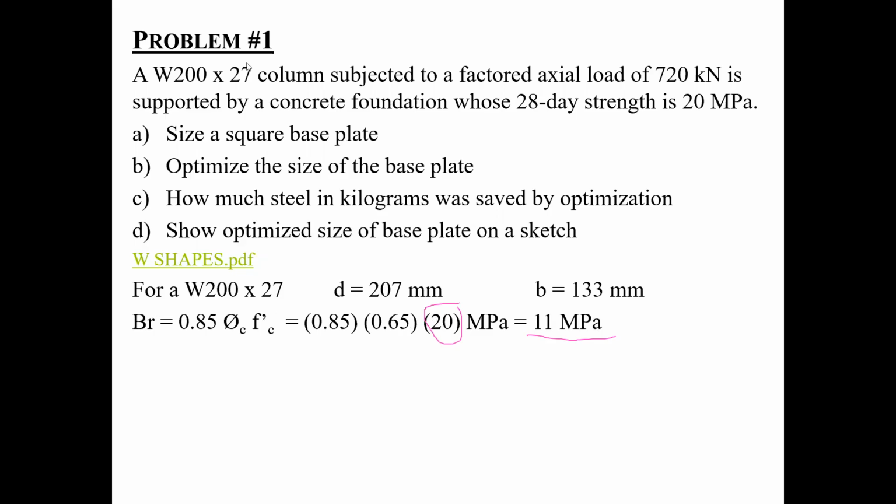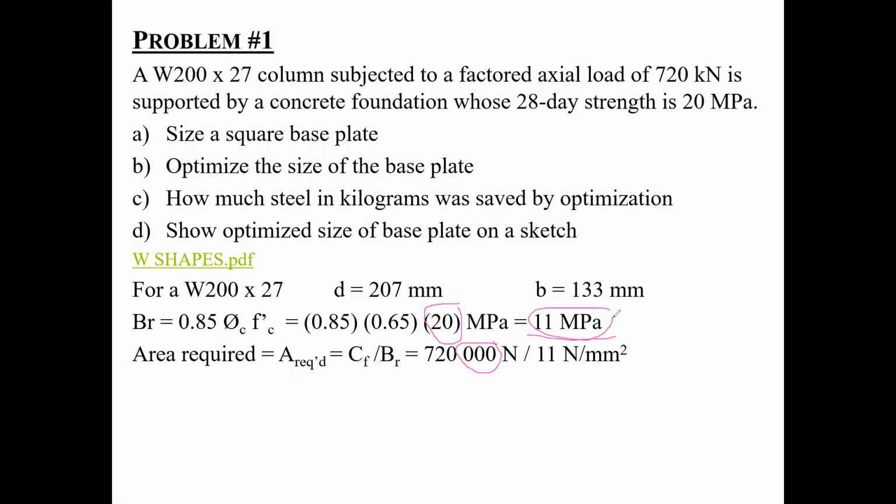Once I have the bearing, I take my Cf divided by Br. All you have to be careful about here is that you either bring this to newtons or bring that to kilonewtons; you have to worry about the units. After that, this is a required area. If we want a square plate, we take the square root of that to give ourselves a size.